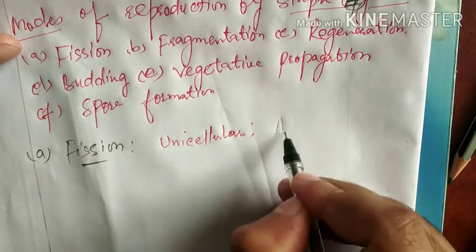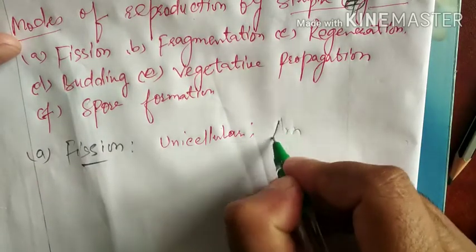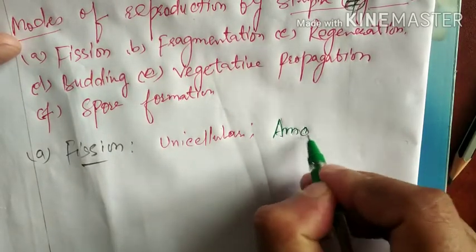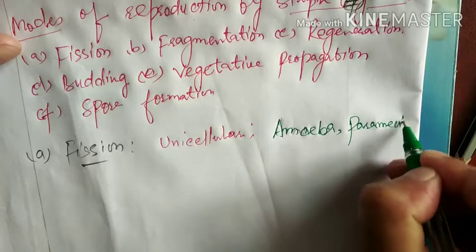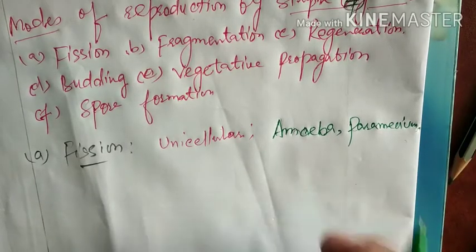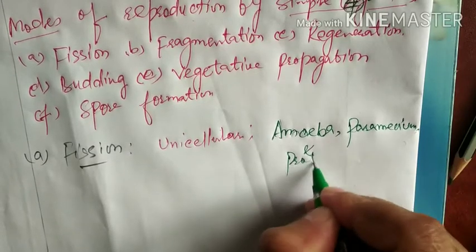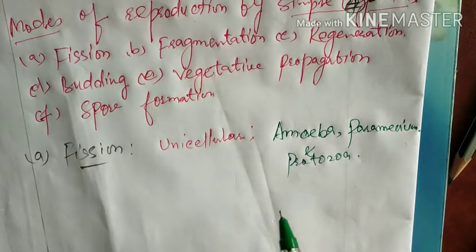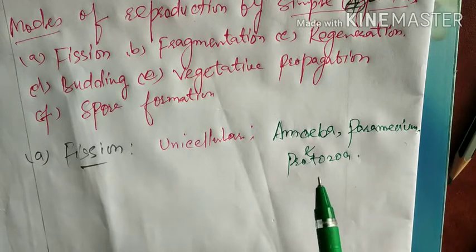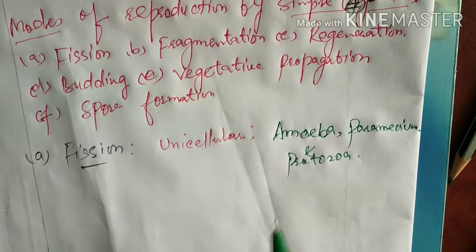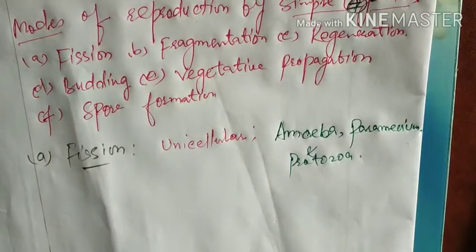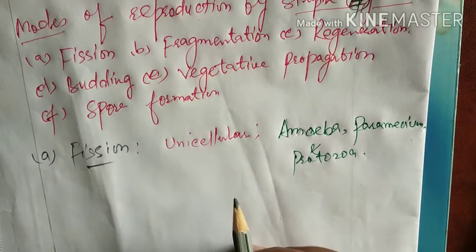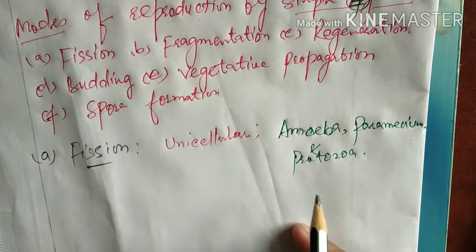For example, amoeba, paramecium, and some other protozoa. These are the best examples where we can study fission. It is very important, but it is a very simple asexual reproduction. Fission leads to the creation of new individuals. In the process of fission, the parent organism splits or divides to form two or more organisms.